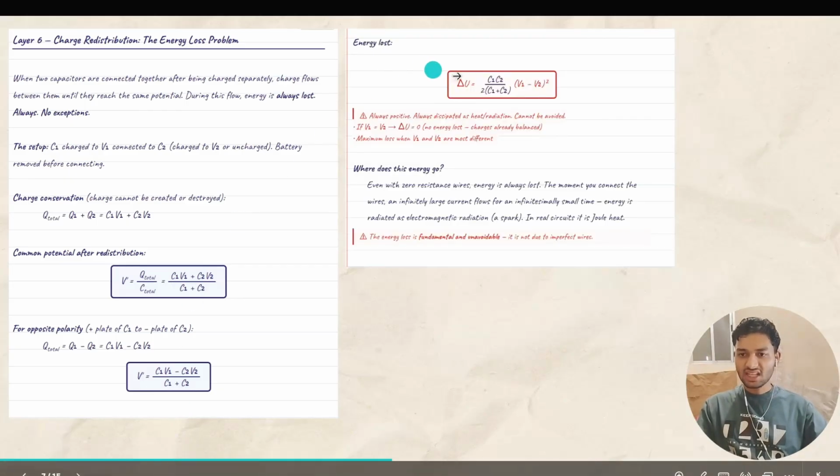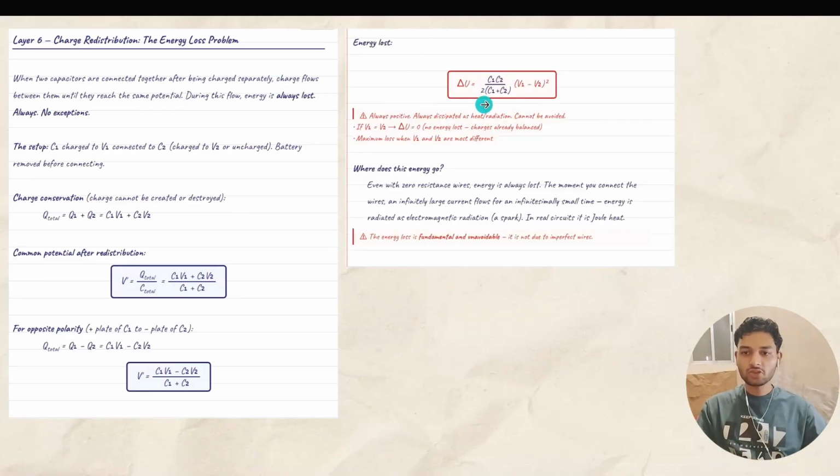So energy lost, now we are talking about energy, so delta U equals final energy minus initial energy, C1 C2 by 2 (C1 plus C2), (V1 minus V2) square, or we can say delta V square. So always positive, always dissipated as heat and radiation, cannot be avoided. If V1 equals V2, delta U equals 0, no energy loss, charges already balanced. Maximum loss when V1 and V2 are most different. So where does this energy go?